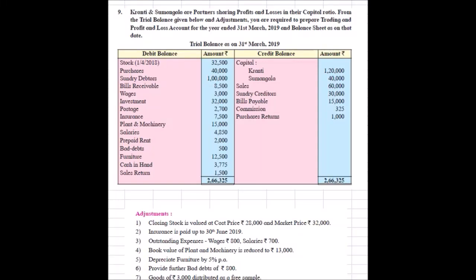So the ninth problem is: Kranti and Sumangala are partners sharing profits and losses in their capital ratio. From the trial balance given below and adjustments, you are required to prepare the trading and profit and loss account for the year ended 31st March 2019 and the balance sheet as on that date, 2019.